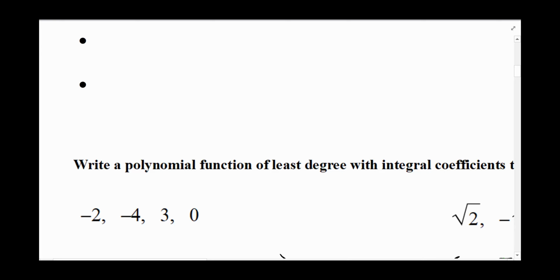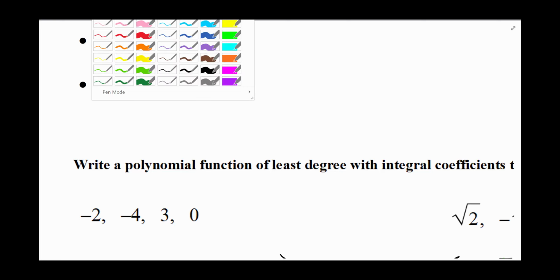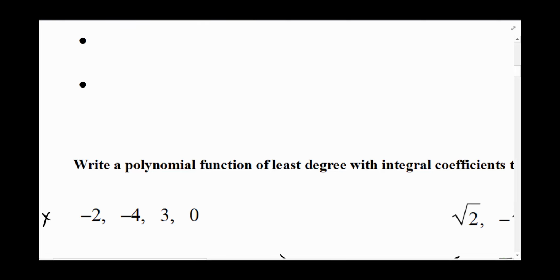All right, write a polynomial function of least degree with integral coefficients, meaning integer coefficients. This sounds very complex, but it's very simple. So here are all of our x values right here. Let me go ahead and make this little. So x is equal, here are all the x values.